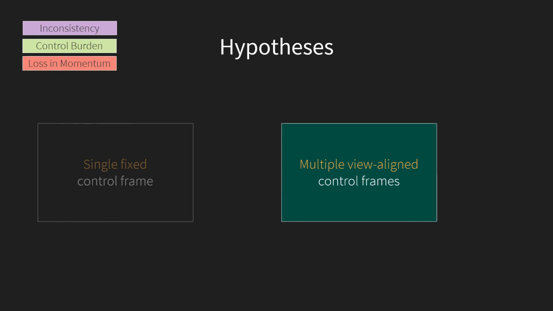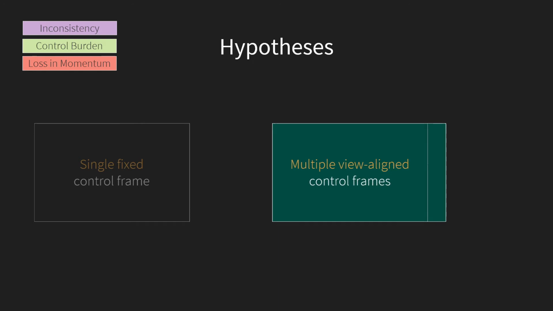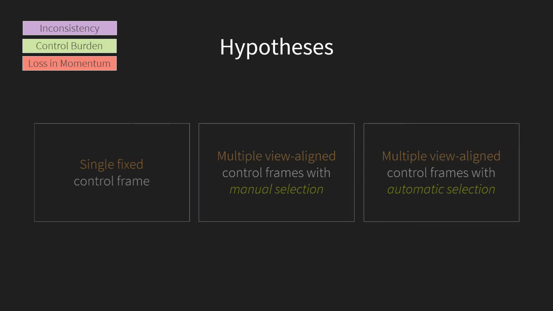Our second hypothesis is regarding selection of the control frame when there are multiple frames. We consider two mechanisms for selection. The first one is manual selection by the user pressing a button. The second is automatic selection based on the view that the user is currently seeing. We infer the user's current view in our work using eye gaze data. Our hypothesis is that compared to manual selection, automatic selection will result in better outcomes.